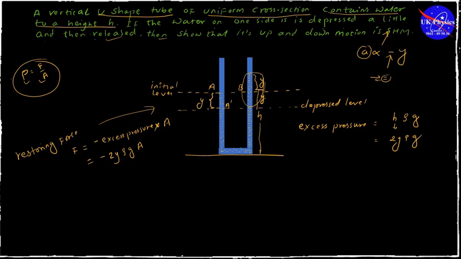The negative sign indicates that the direction of the displacement y is opposite to the restoring force, because the restoring force acts in the upward direction, but the displacement is in the downward direction. So the directions are exactly opposite, so the negative sign comes here. This is the restoring force.